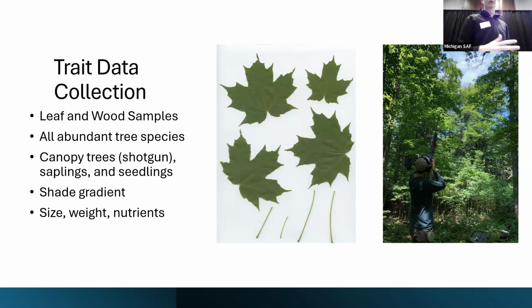Once we collect the samples, we take them back to the lab. We get size, weight, leaf tissue, nutrients, twig density. We collected increment cores from the canopy trees to get wood density, sapwood area. We collected canopy diameters, things like that. So we tried to extract as many traits as we could from a subsample of trees in each of the treatments to create this model of trait variability for each species.